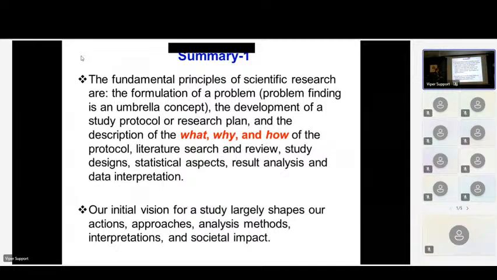Keep in mind literature search and review, study design, statistical aspects, result analysis, and data interpretation. Our initial vision for a study largely shapes our actions, approaches, analysis methods, interpretation, and societal impact. That is the significance of the study.